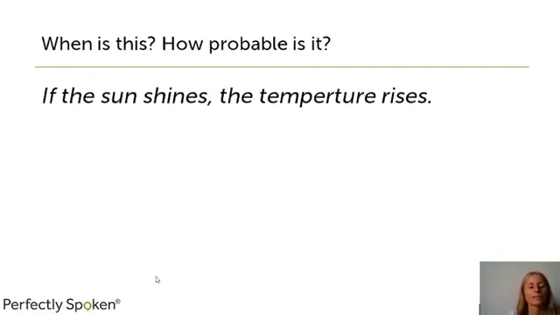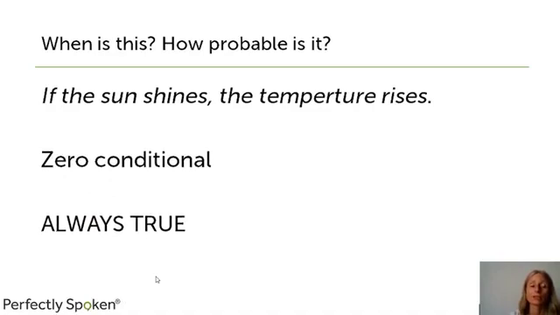So here is an example. If the sun shines, the temperature rises. When is this? How probable is it? If the sun shines, the temperature rises. Okay, this is the zero conditional and it's always true. Past, present, future, always true.